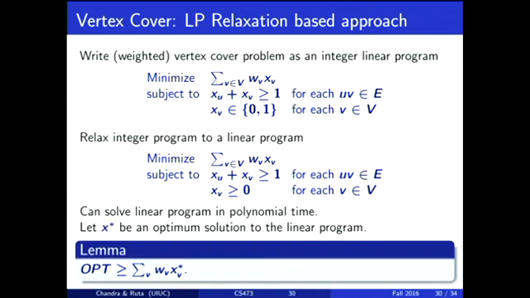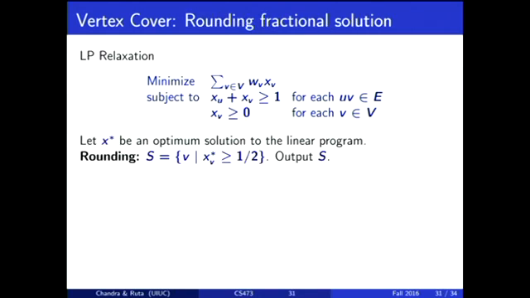Okay, so we solve this LP and say X star is an optimum solution to this linear program. As we discussed, the optimum value is at least the value of the fractional solution, right? Okay, here is what's called rounding. Let's do the rounding as follows, right? We look at all the vertices and we pick in our set any vertex whose fractional value is at least half.